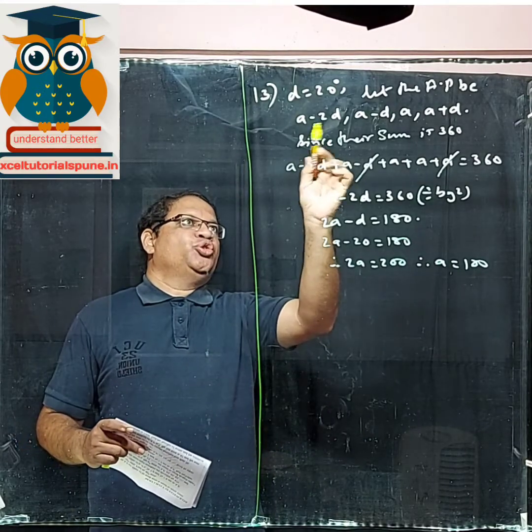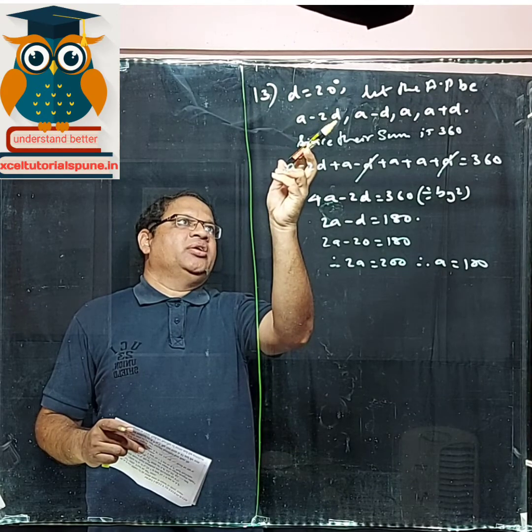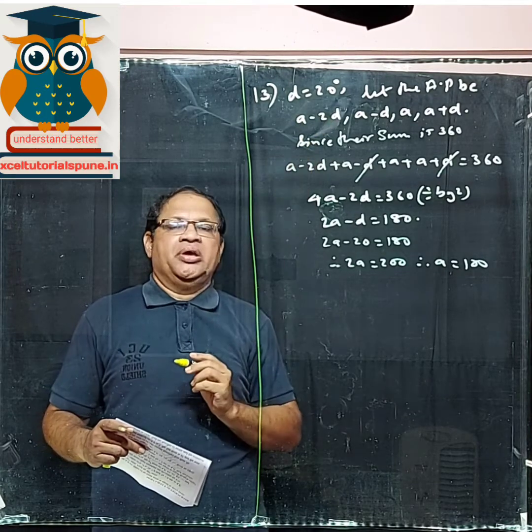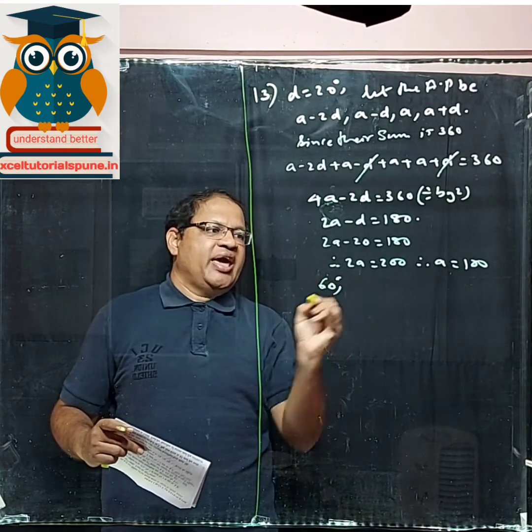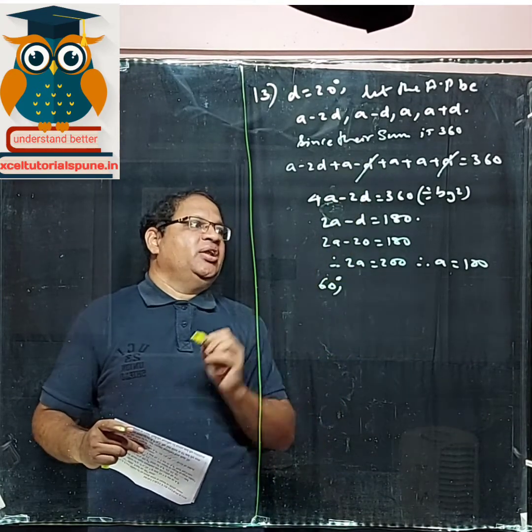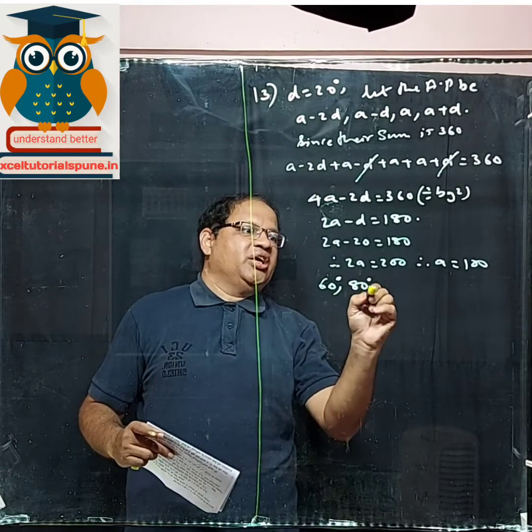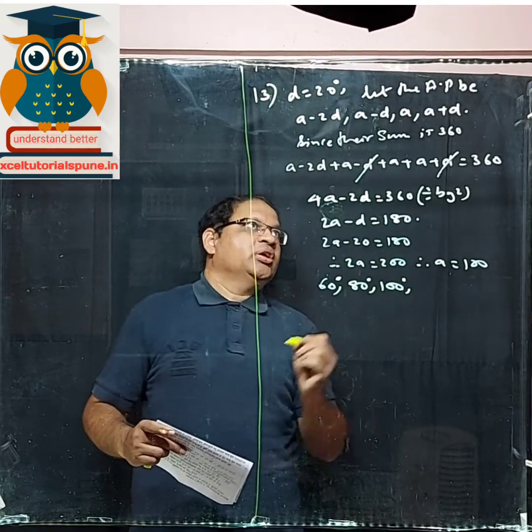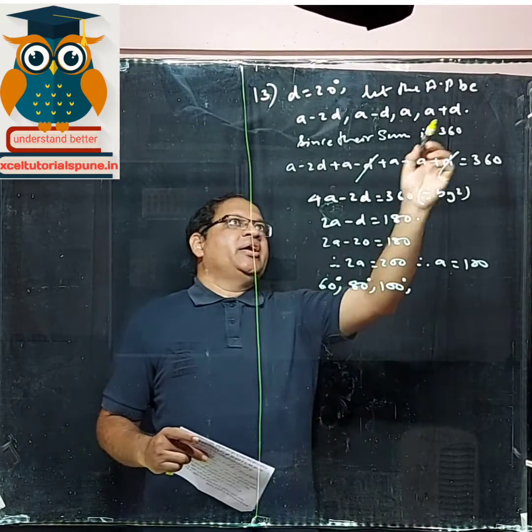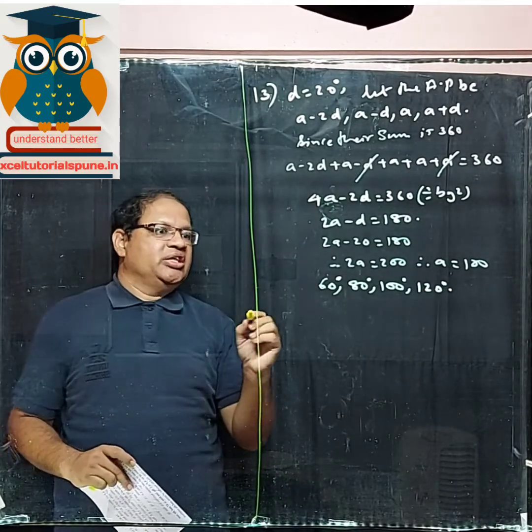So now you substitute over here. 100 minus 2 times 20. That means 100 minus 40. And 100 minus 40 is how much? 60. That is the first angle. Then second angle, a minus d, that is 100 minus 20, that is 80. Then the third angle is a, that is 100. Then the fourth angle is 100 plus 20, that is 120. So that's how we solve the 13th sum.